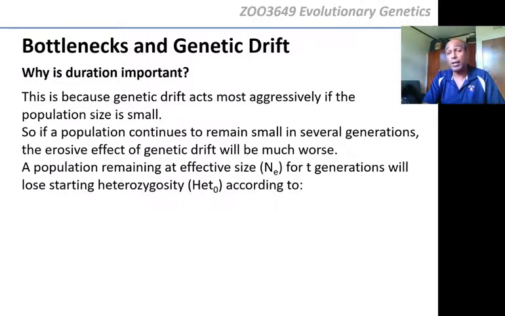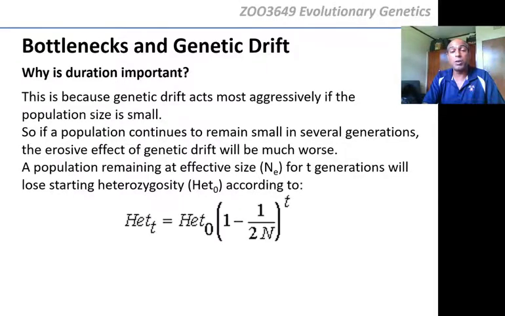And you can calculate the effect of drift, given the effective population size for T generations, as follows: heterozygosity at time T is equal to heterozygosity at time zero, so the start of the bottleneck, times (1 minus 1 over 2N), and 1 over 2N, as you know, is the rate at which genetic drift is going to affect the population, to the power of T. So this formula will tell you what proportion of your original heterozygosity you have now lost thanks to genetic drift over T generations.